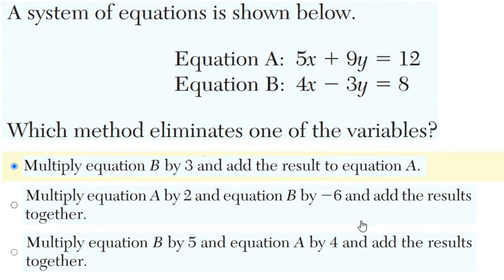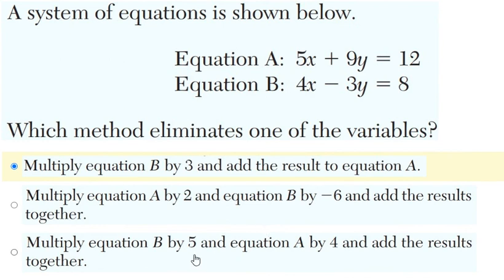So let me evaluate the other ones just to make sure that I didn't jump on something silly. The next one says multiply equation A by 2 and equation B by negative 6. So A, if I double it, I get 10x and I get 18y. And negative 6 is going to get me negative 24x, and then negative times a negative is a positive. So I would end up with 18y twice. Nothing falls out. That doesn't work.